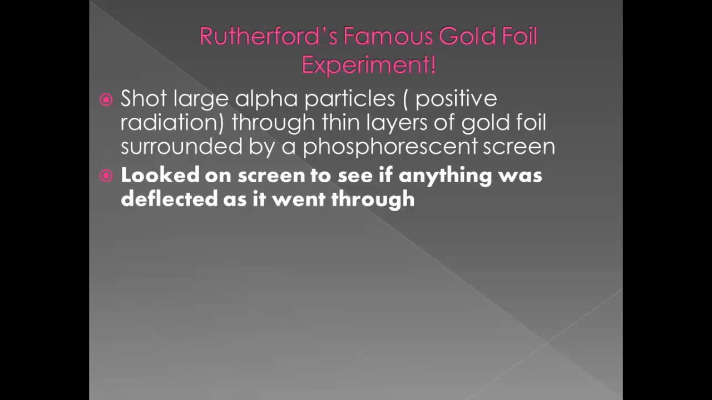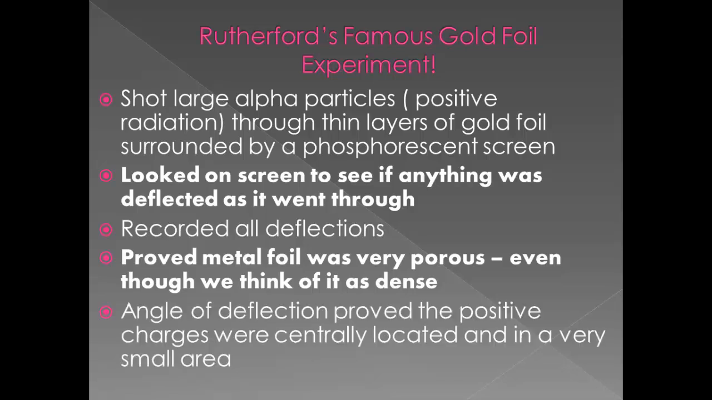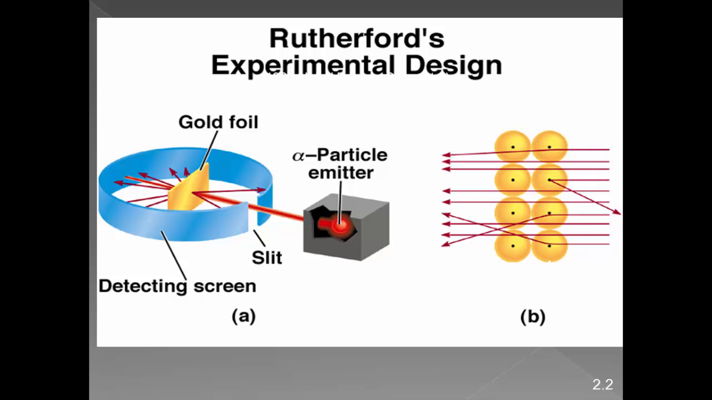So the vast majority of them are going to go straight through. Most of them went straight through, and that said, even the densest material we could have is still pretty porous. But he could measure the angle of deflection, and he could figure out that, yeah, it's very porous, but some of these things were deflected, so there's something there. So here's a lovely picture, a little diagram of his gold foil experiment.